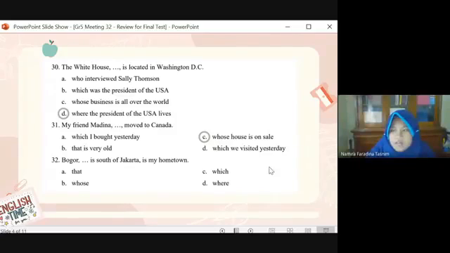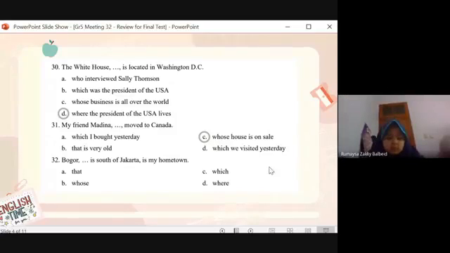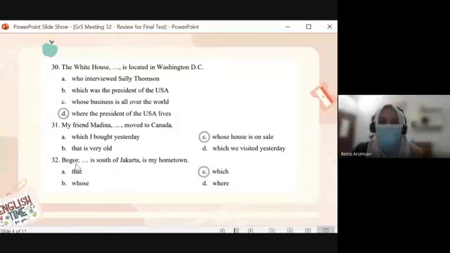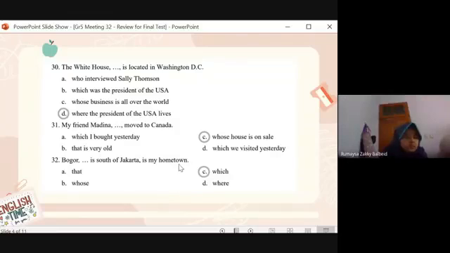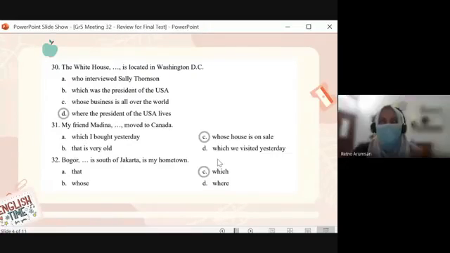It is C, because the original sentences are: Bogor is my hometown. Full stop. And the second sentence is: it is south of Jakarta. So when you have it, Bogor and it are the same places, the same objects. You change it into which. You don't change it into where.